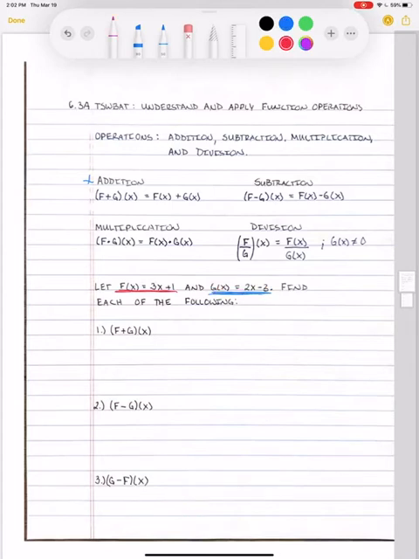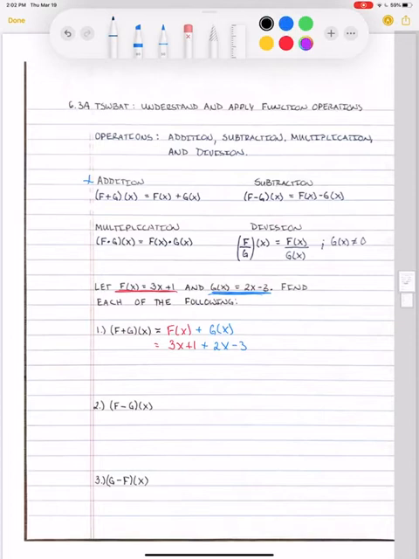So, (f + g)(x). Based on the notes up above, I know that (f + g)(x) means I take f(x) and I add it to g(x). So that's exactly what I'm going to do. I'm going to take f(x) and write it down. f(x) is 3x plus 1, and I'm going to add it to g(x). g(x) is 2x minus 3.